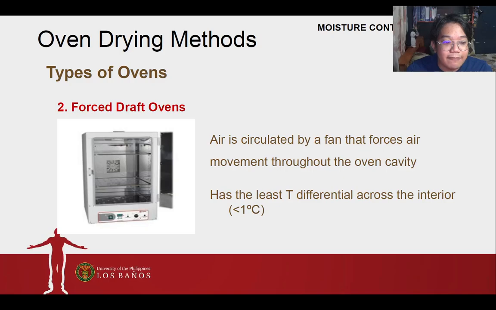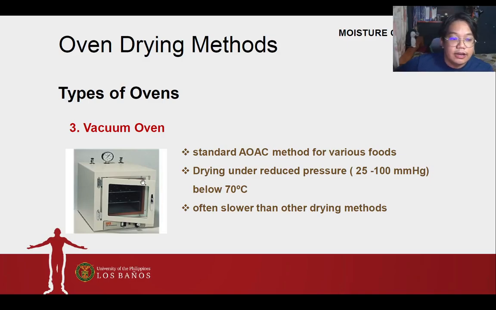So, ang forced draft, meron kayong involvement of fan sa loob. So, meron kayong circulation of air within the oven. And your circulation ng air produces the least temperature differential across the interior of your oven. So, kung yung temperature dito sa taas, probably same lang yung temperature dito sa baba. Pag forced draft oven. For vacuum oven, this is the standard AOAC method for various foods.